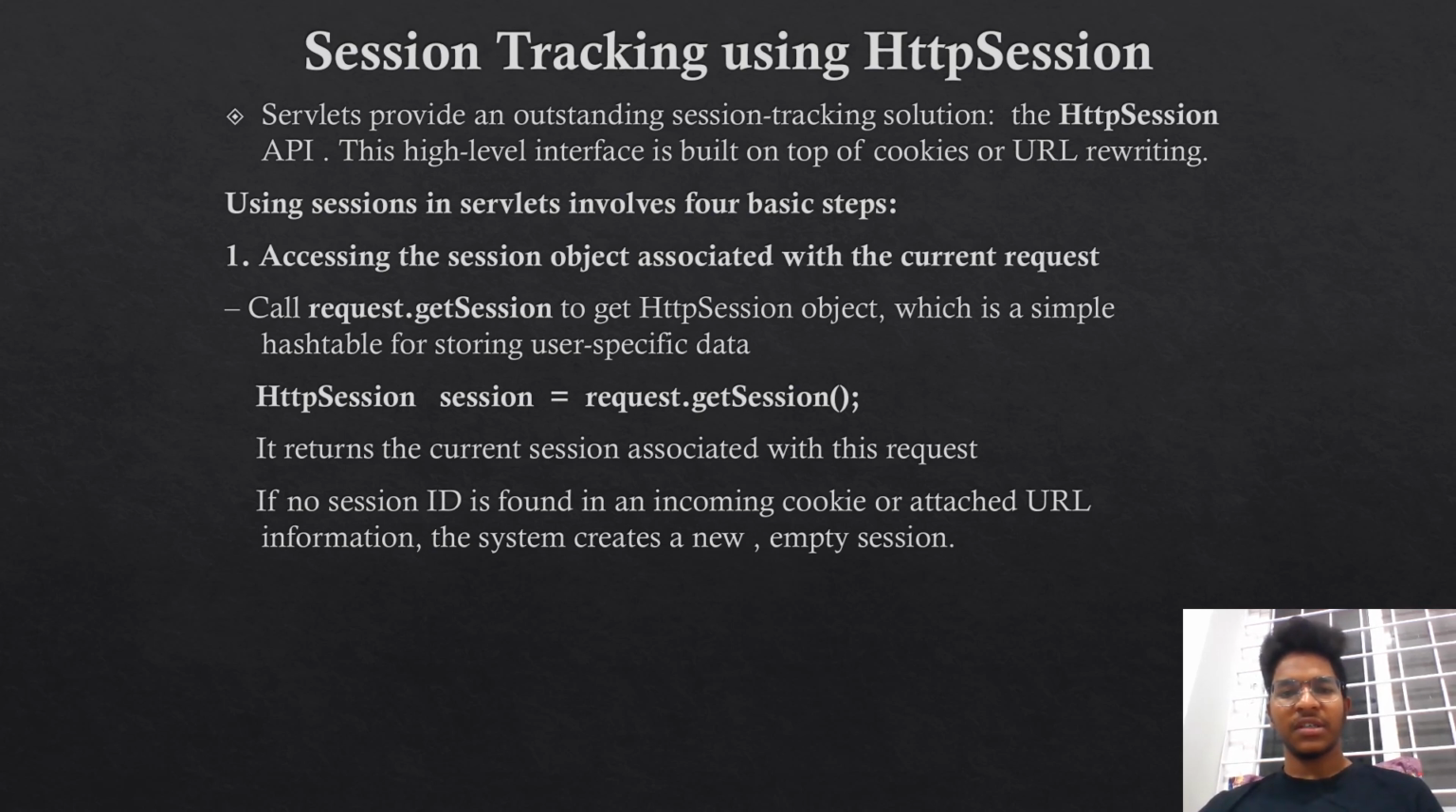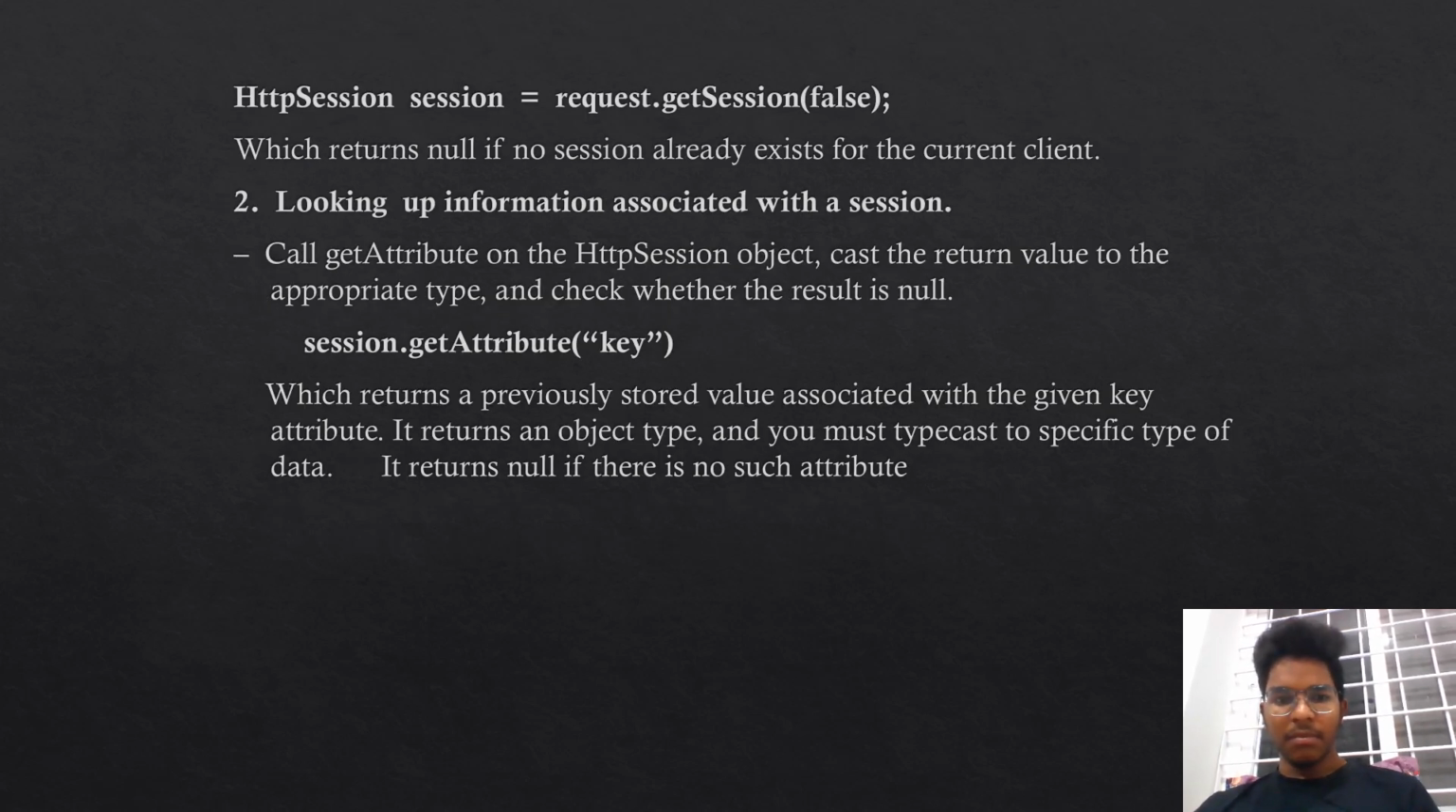Using sessions in servlets involves four basic steps. First, accessing the session object associated with the current request. Call request.getSession to get the HttpSession object, which acts as a simple hash table for storing user-specific data. It returns the current session associated with the request. If no session ID is found in the incoming cookie or attached URL information, the system creates a new empty session. request.getSession(false) returns null if no session already exists for the current client.